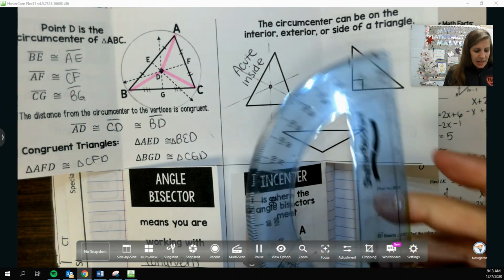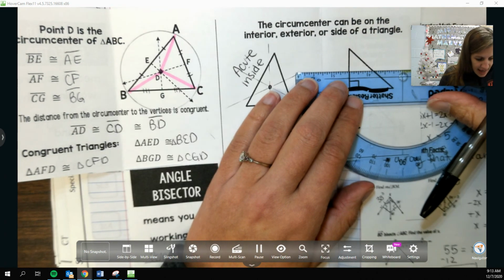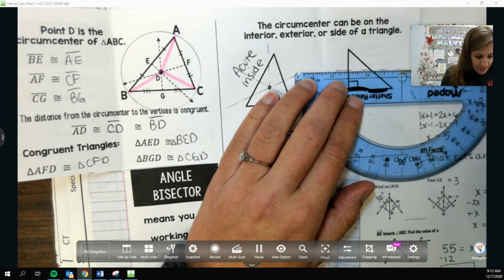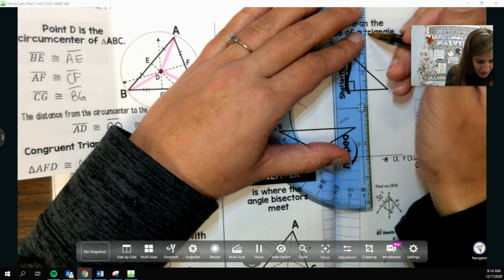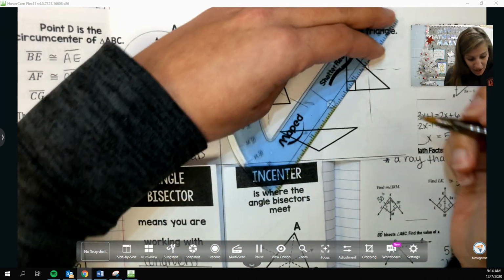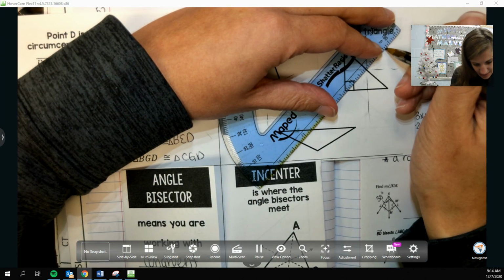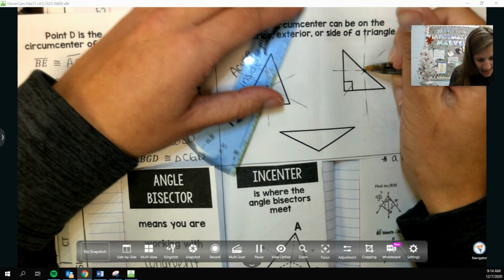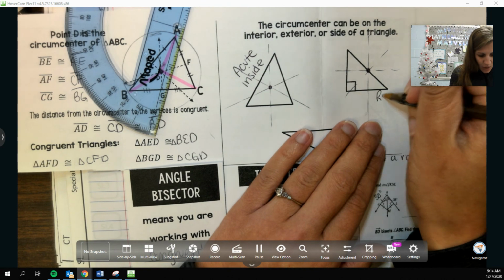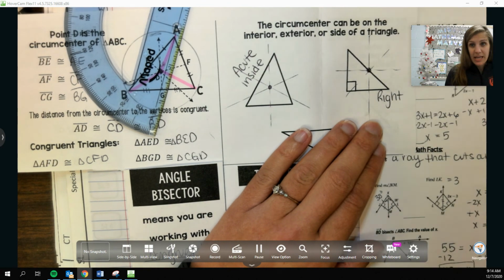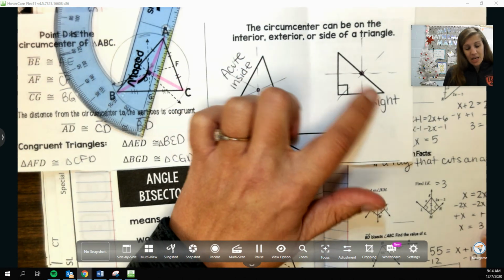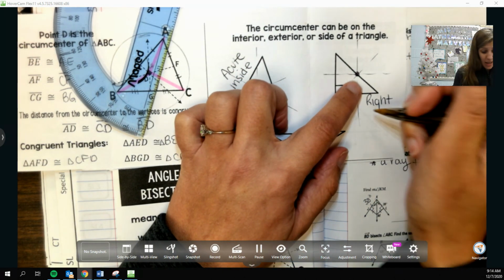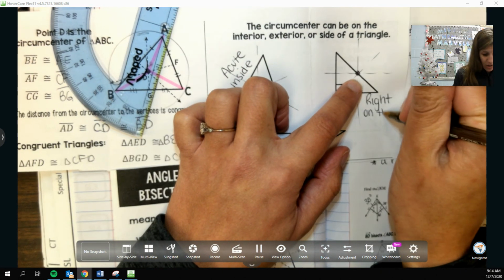When I'm right, so again, cut in half perpendicularly, cut in half perpendicularly, and then cut in half perpendicularly. When I have a right triangle, what happens every time is that your circumcenter ends up on the side of the triangle, specifically the hypotenuse, so on the triangle.